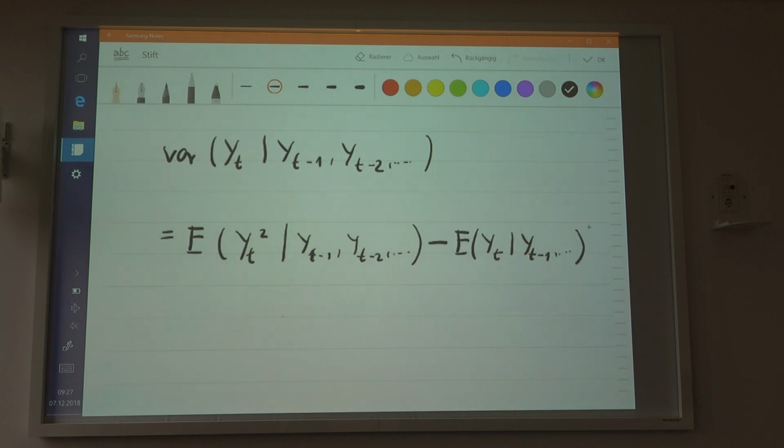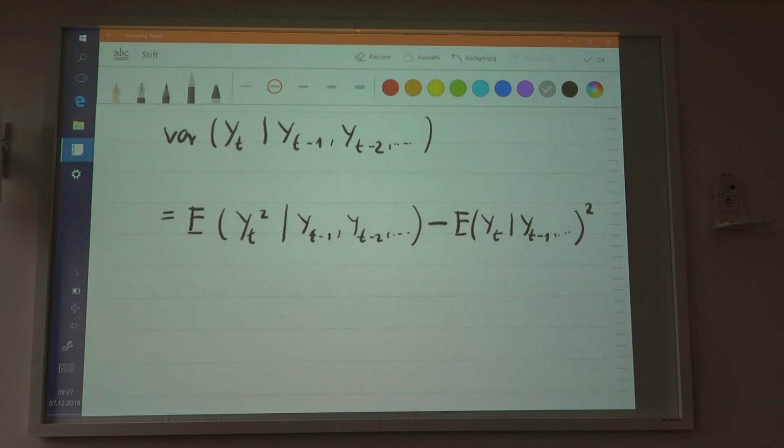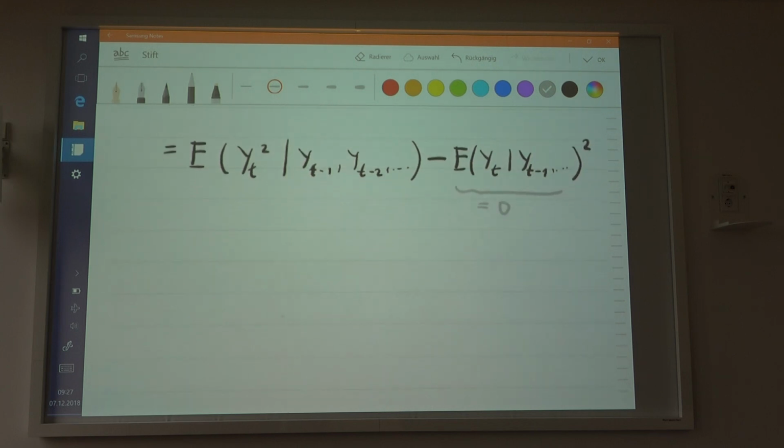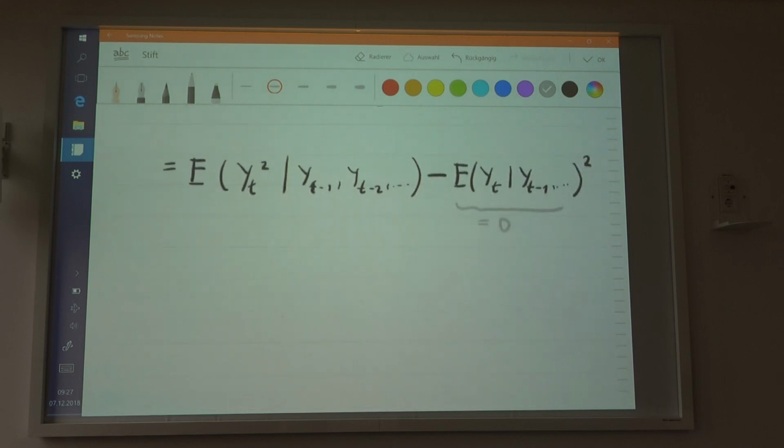So the expectation of the square minus the square of the conditional expectation will be equal to the variance. Now, of course, this is equal to 0 again. You have seen this quite often. So the conditional expectation is equal to 0. So basically, the variance will be equal to the expectation of the square of the process.